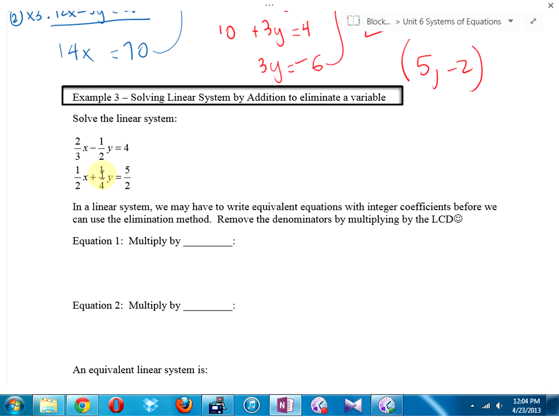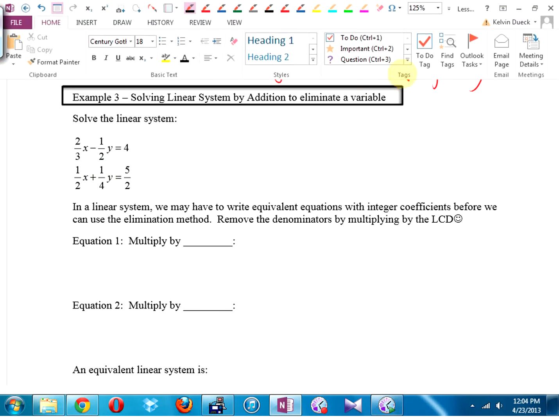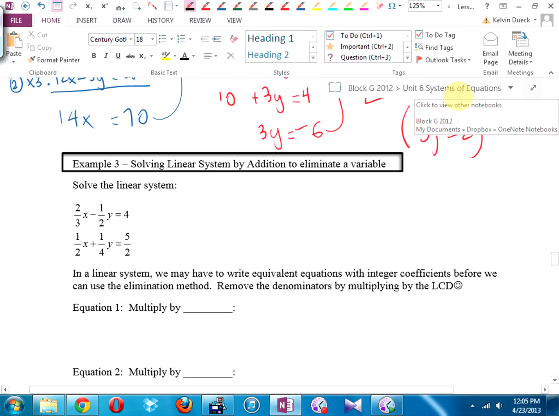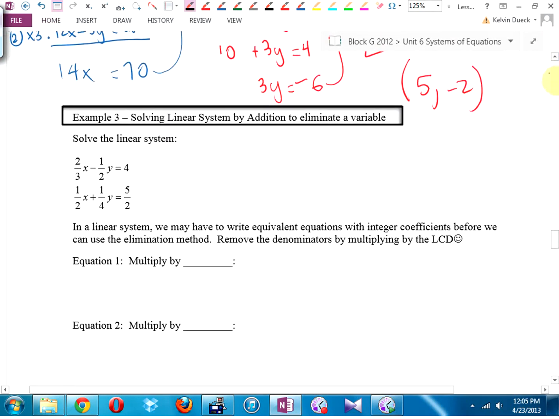What would I multiply that first equation by so that I could get rid of all of the fractions? Look at that first equation. What are the denominators of equation number one? 3 and 2? What could I multiply that by that would clear all the fractions in that first equation? 6. So right now, before we even start, times by 6, times by 6, times by 6. And we're going to get a brand new equation.